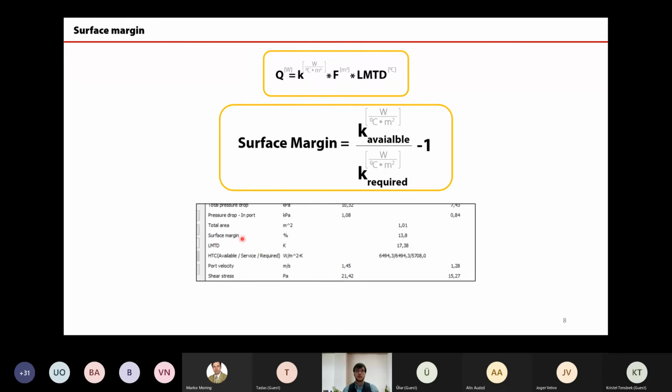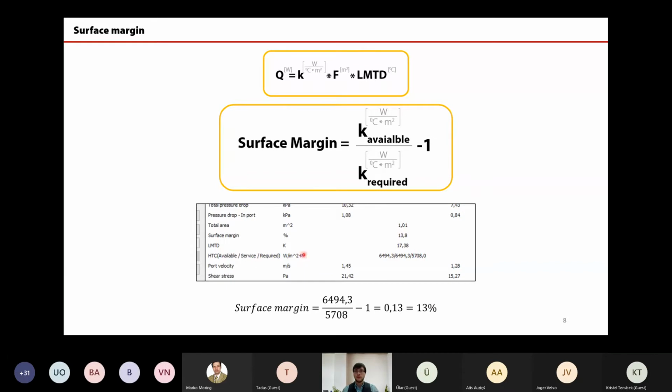And here I have just a small screenshot of our Hex selection tool, where you see heat transfer coefficient, and there are three values separated. So it's available, service, and required. Surface margin is calculated as available to the required. In our case, it's 6,400 in ratio to 5,700, which gives us 13% surface margin, which you see here.